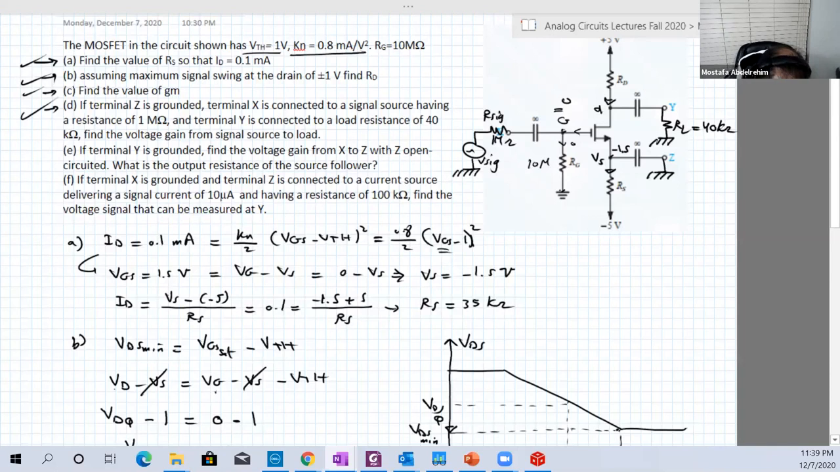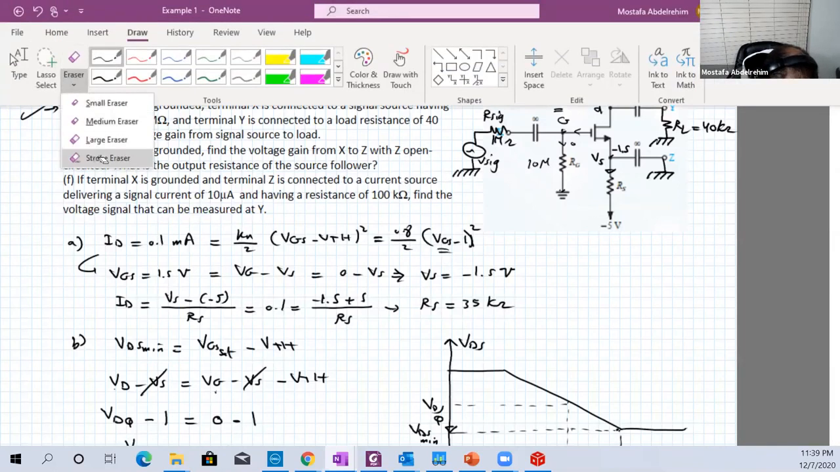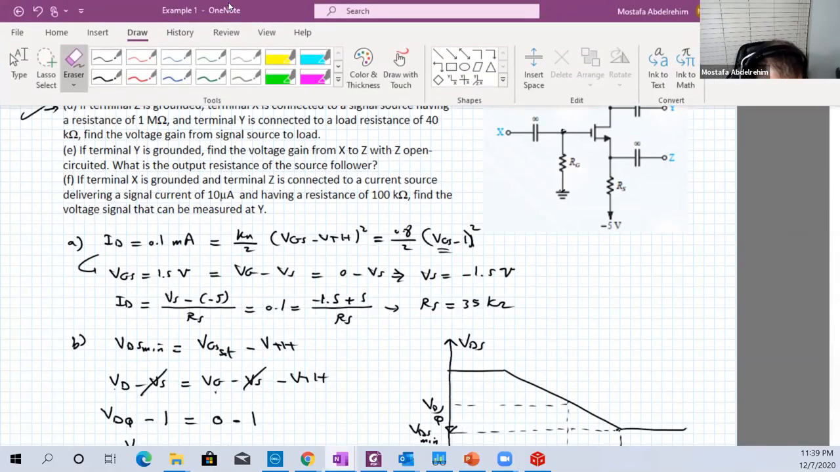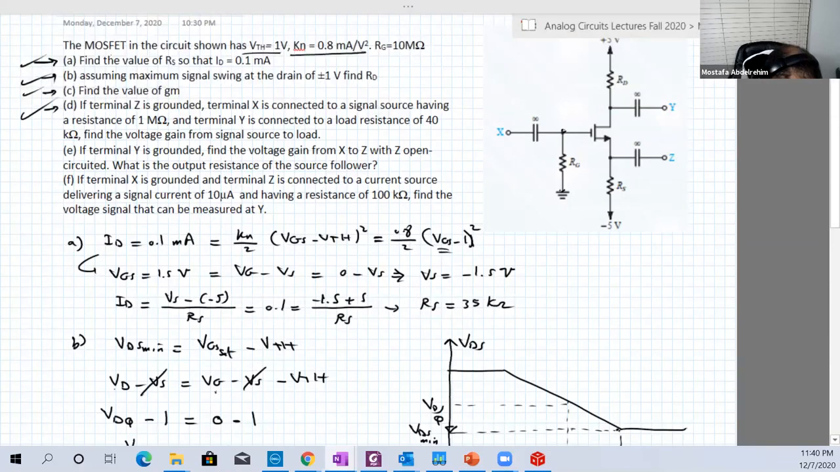Now E. If terminal Y now is ground, so let's remove all the stuff, because we're gonna change the input location and the output location. So in E here, now terminal Y is grounded. It was output in D, but now it's grounded, which will ground the drain basically, and the RD will be shorted. Find the voltage gain from X to Z. Okay, so the input is at X and the output is at Z, and Z is open circuit here. So RL is equal to infinity. That's it. So here is the output and here is the input.